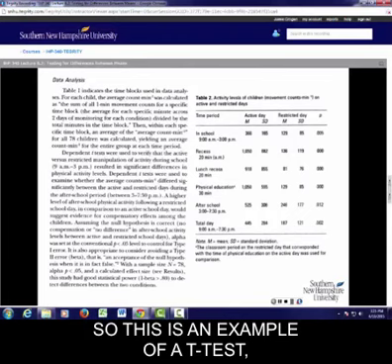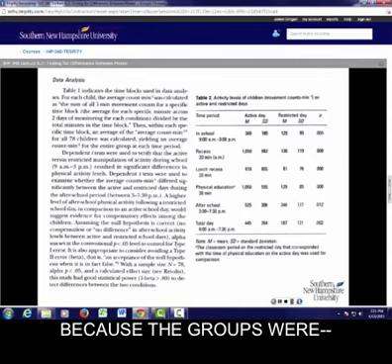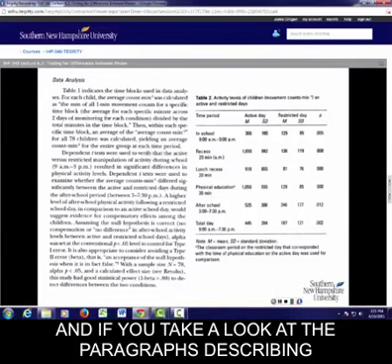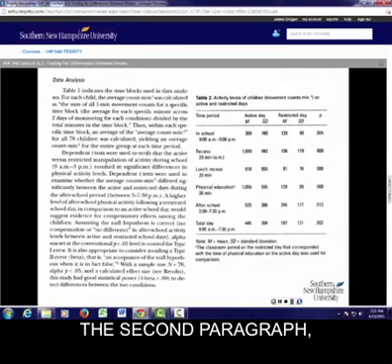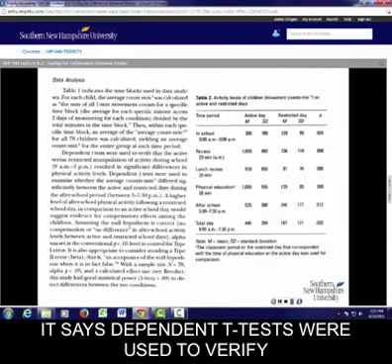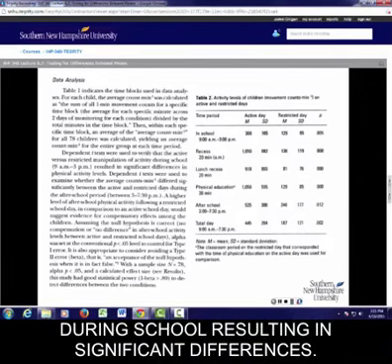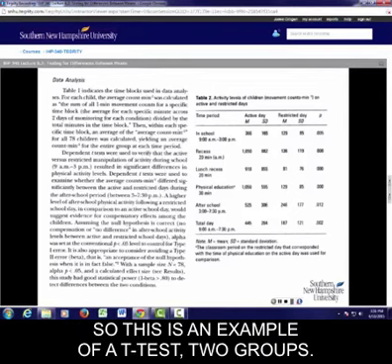So this is an example of a t-test because it had two groups. And it's a dependent t-test because the groups were the same kids being measured and remeasured. If you take a look at the paragraphs describing their analytical test, in the second paragraph it says dependent t-tests were used to verify that active versus restricted manipulation of activity during school resulted in significant differences. So there you go, it tells you what test they used. This is an example of a t-test, two groups.